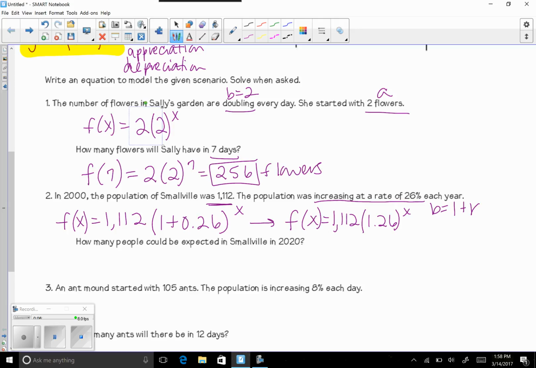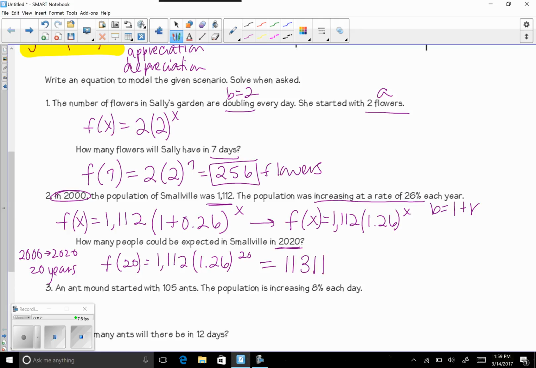How many people could be expected in Smallville in 2020? Well, this started in 2000, and from 2000 to 2020 is 20 years time, right? So you're just going to plug in a 20. 1,112 times 1.26 to the 20th power. So we plug that in, 1,112 times 1.26 to the 20th power, and we're going to get 113,113.8, and we know it's people, so we're going to round to a 4.